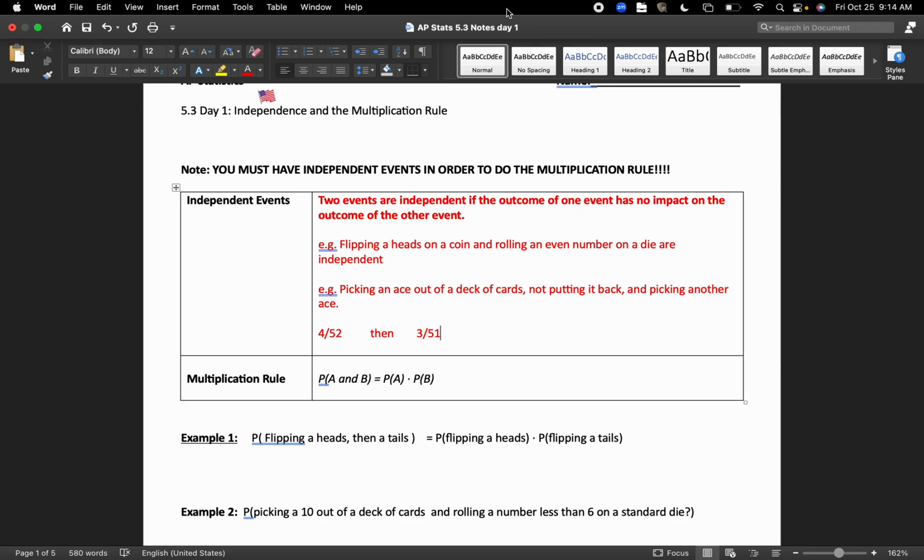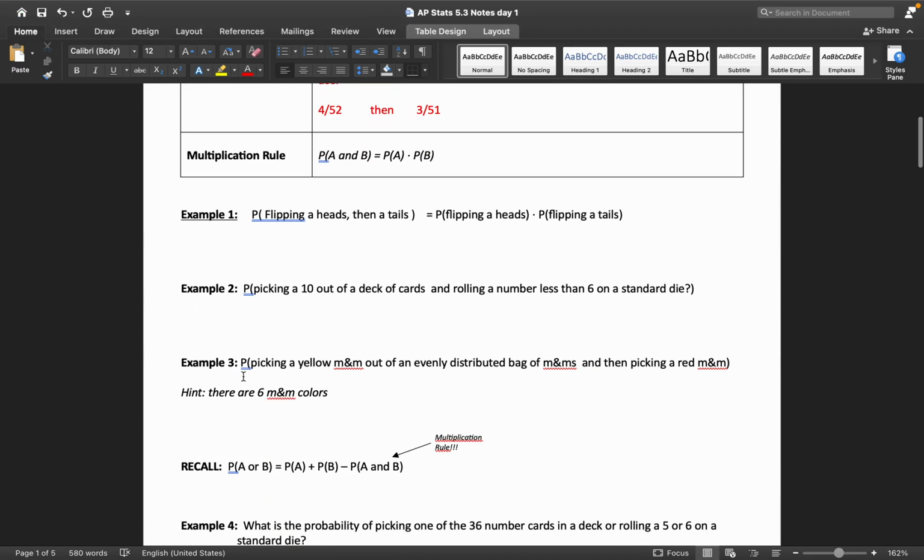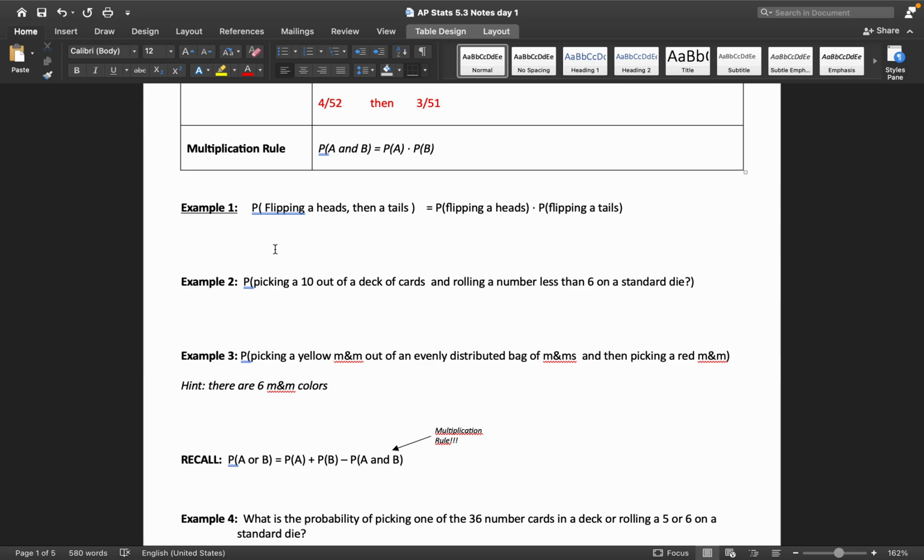The probability of A and B, if you see the word and, that means we have to multiply them together. So it'd be the probability of A times the probability of B. So if I wanted the probability of flipping a heads and a tails on 2 coins, you could also say this is the probability of flipping a heads and a tails on 2 coins. It means the same thing.